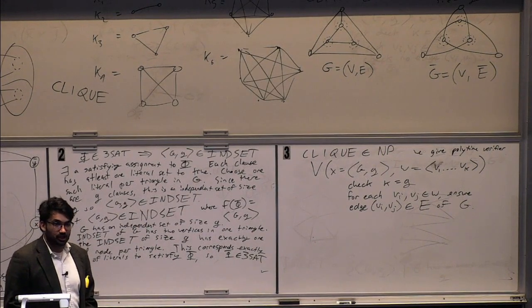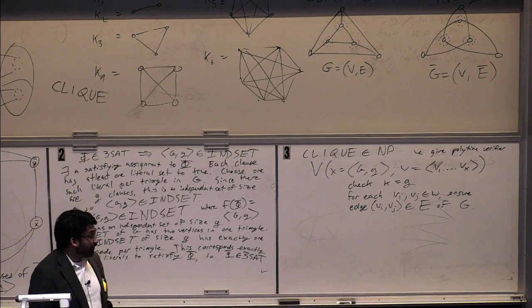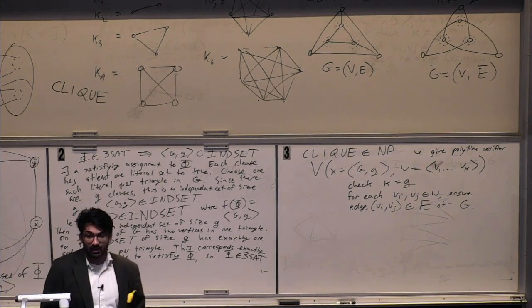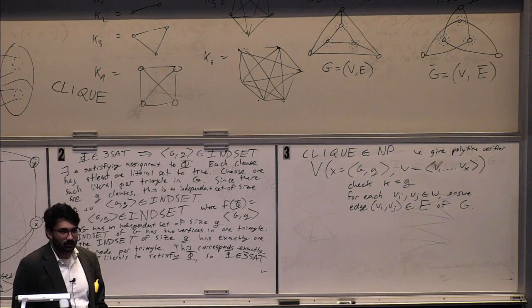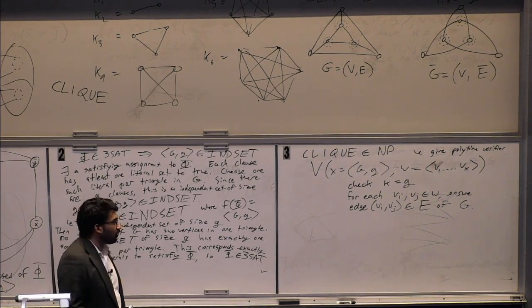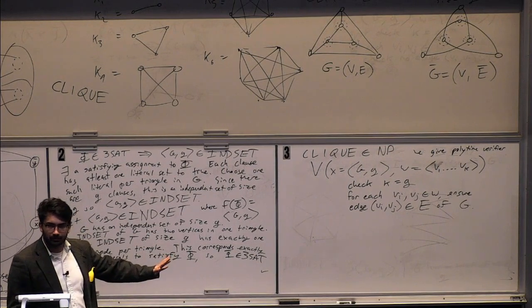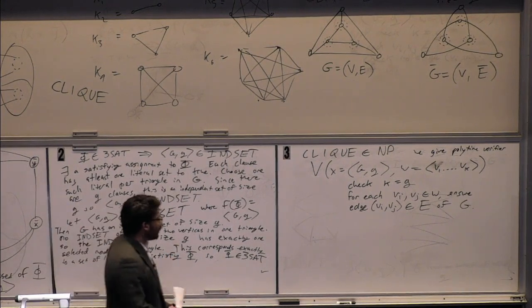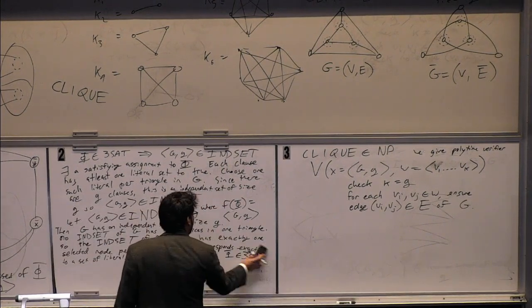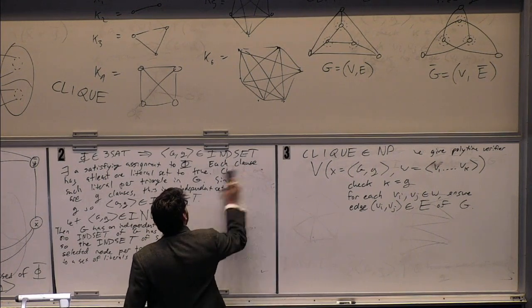Well, first you're going to check that it's the right size. Then you're going to check that every pair of vertices has an edge. Again, this runs in quadratic time. With a polynomial time verifier, we prove the problem is in NP. Questions on proving the problem is in NP? A little mechanical, almost. The reduction for this one is far easier.